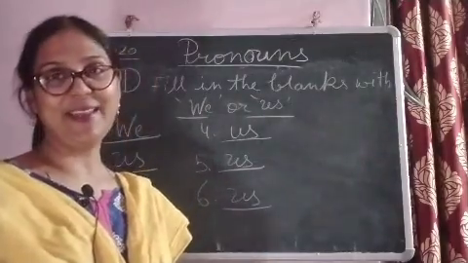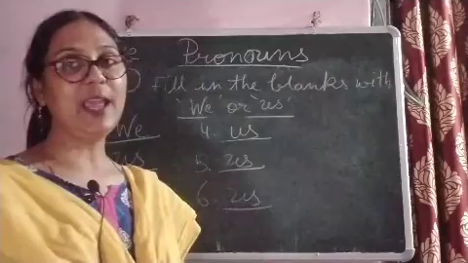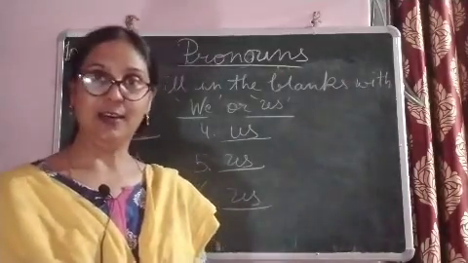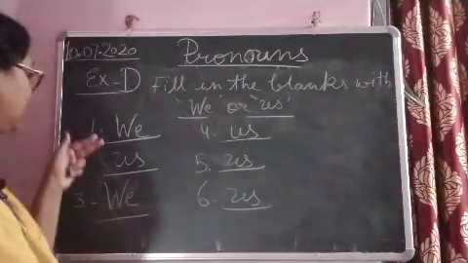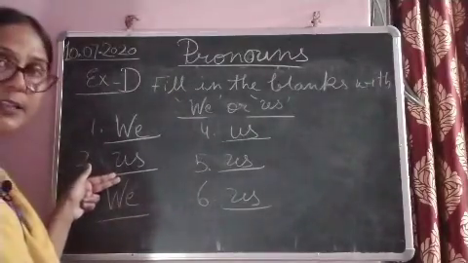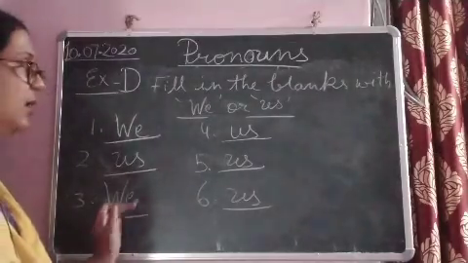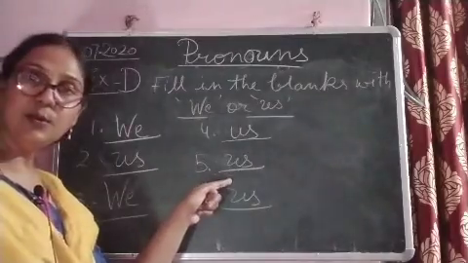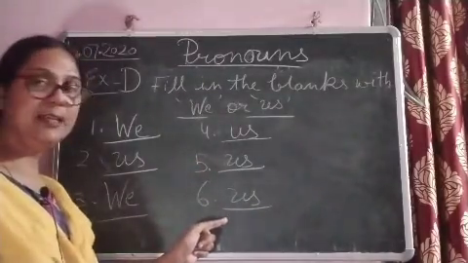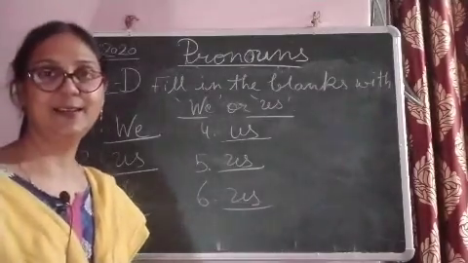Now, we are moving to exercise number E. So, this you have to complete. First is we. In second you are going to fill us. Third is we again. And then in fourth us. Fifth is also us. And sixth is also us.